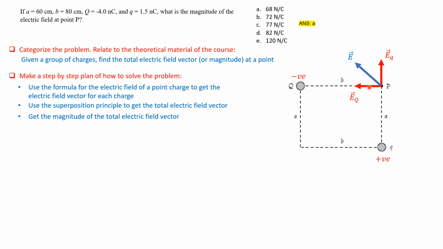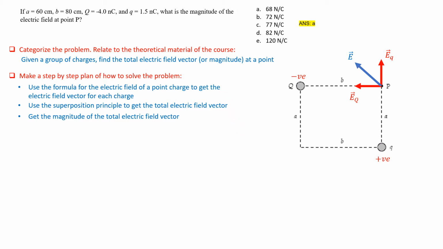So you get each electric field due to each charge first, and then you use the superposition principle to get the total electric field, which means you add the electric field due to each charge. And then once you get the electric field vector, you can then take its magnitude to get the total electric field, the magnitude of the electric field. So this is the step-by-step plan.